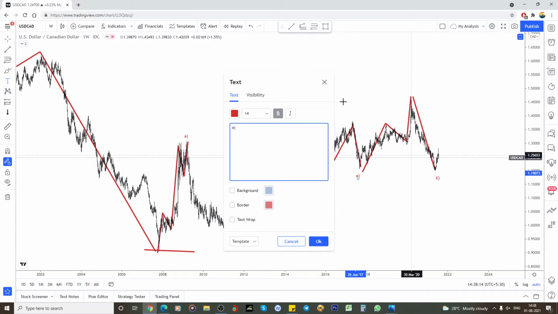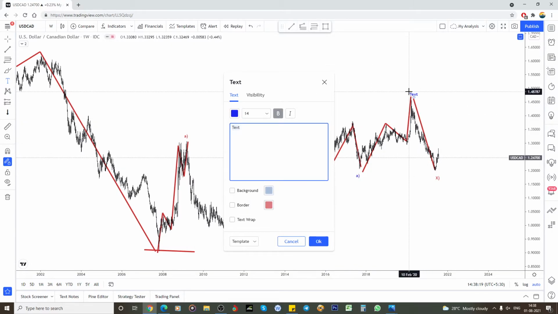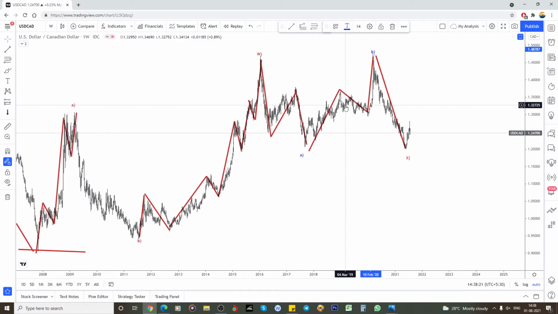So in this A, B, C, this is an A. We can mark this in blue color, and this as a B in blue color, because it didn't break the high, and this is the flat correction: A, B, C is an A, A, B, C is a B, and C. So this equals this one. This is a perfect one. The flat correction is completed.